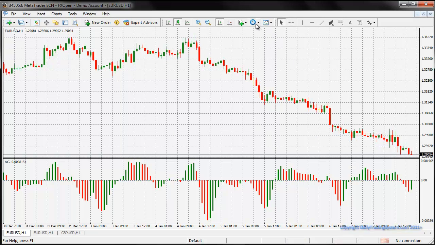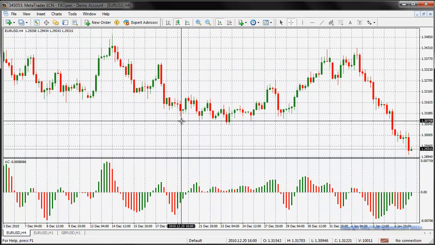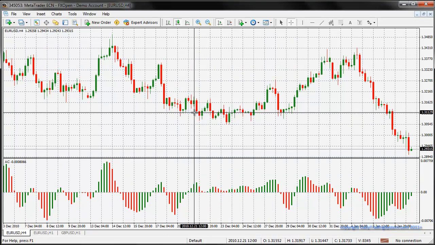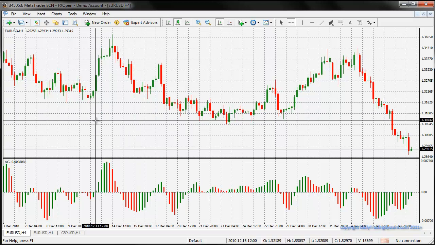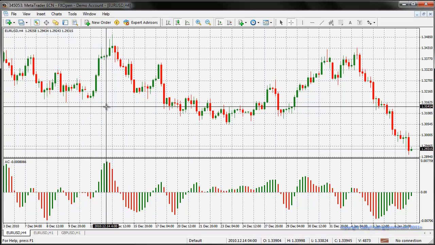Alright, but if we switch to the 4-hour time frame, we should be able to gain a little bit more out of this trade, out of this particular currency pair. Alright, so we're looking for the same rule again. Now, sometimes you have to modify your strategy when you go up to a higher time frame.